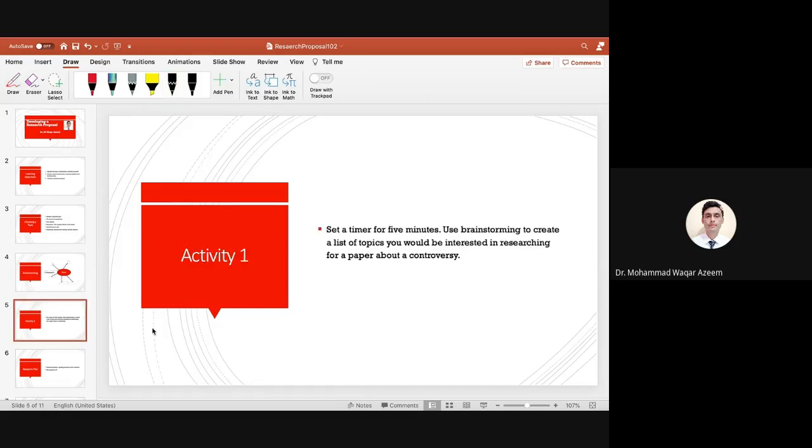Now, here is an activity for you that you have to do after the class, but before the next class. And you have to share with me your responses at the beginning of the next class. Here is the activity. Set a timer for 5 minutes and then use brainstorming to create a list of topics you would be interested in researching for a paper about a particular controversy.